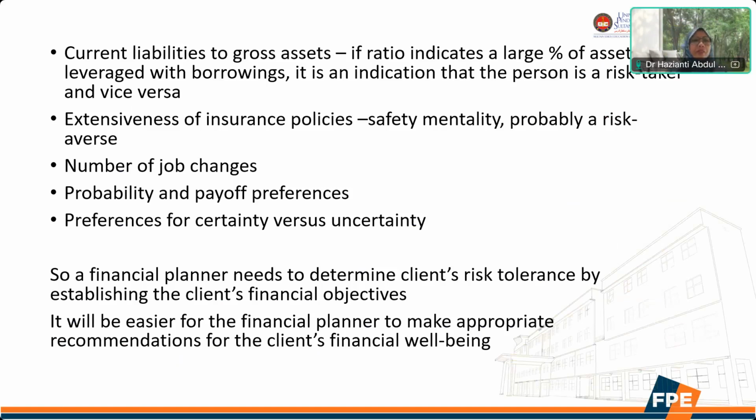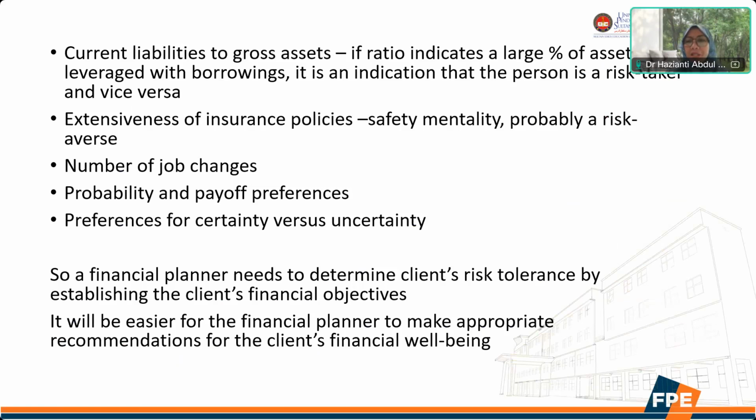Some individuals, they prefer certainty. You invest in this, definitely you will get your money back. Certainty. Now you save money in a fixed deposit, certainty. But if you invest money in the share market, there is always a possibility of uncertainty, whether you will get your money back or not. So the preferences also will indicate the human behavior.